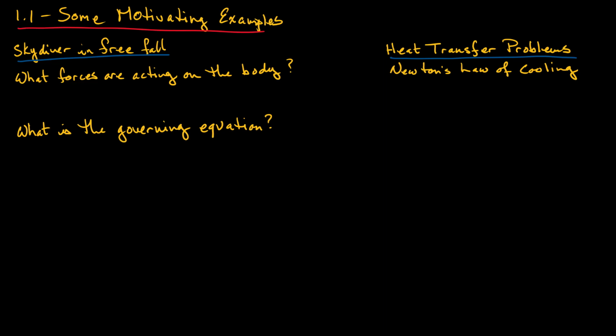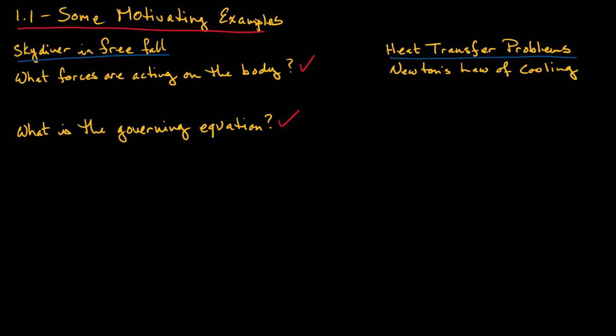So let's assume that the diver jumps out of the plane. And so first you want to ask yourself, what is the governing equation? What governs the motion of, well, pretty much any body that is in motion? Once you have figured that out, you might want to ask yourself as well, what forces are acting on the body?